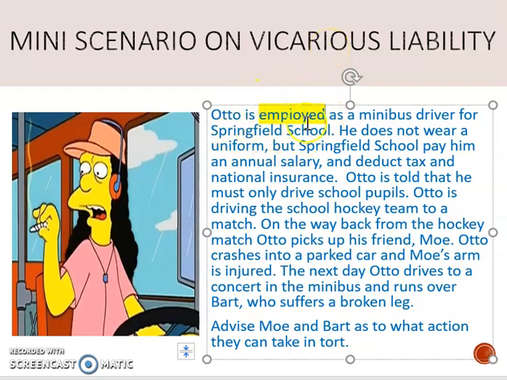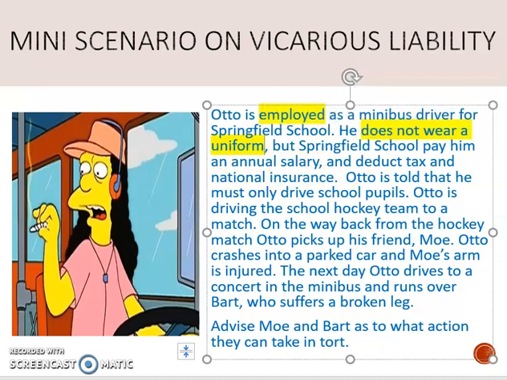Now, just because the scenario says they're employed doesn't mean necessarily they're an employee. They could be employed as an independent contractor. So although it says employed, we're still going to have to work out which he is. So just be careful about that. Let's carry on. He does not wear a uniform. Now that's relevant.